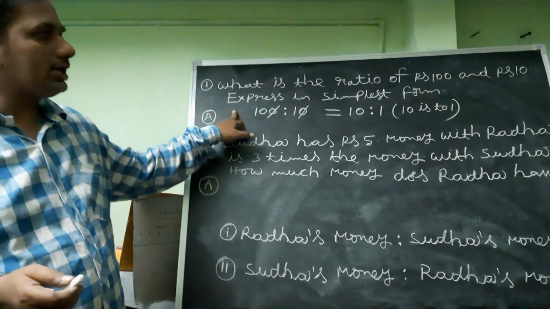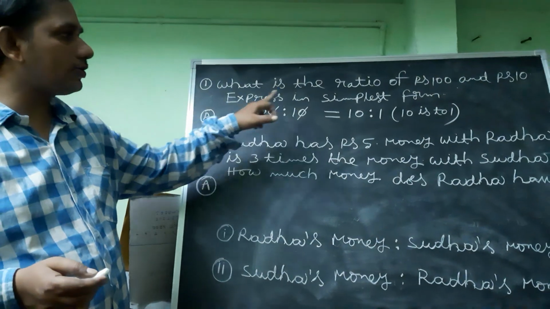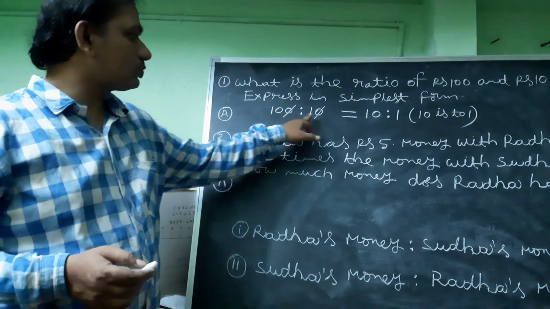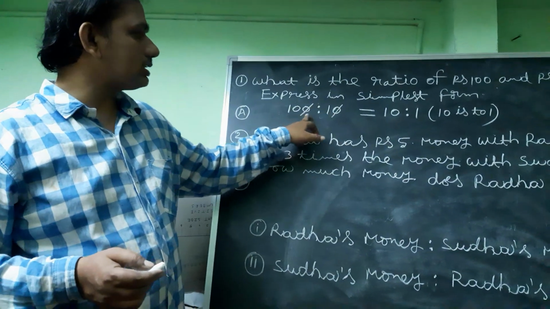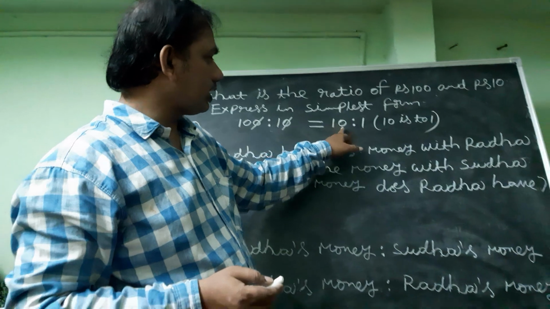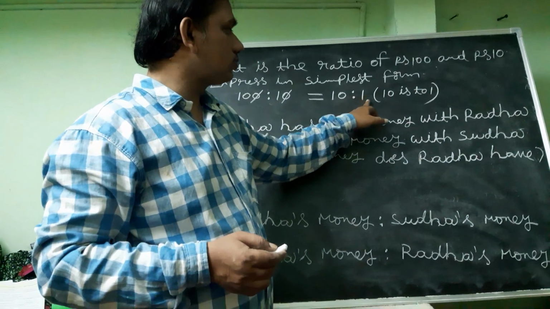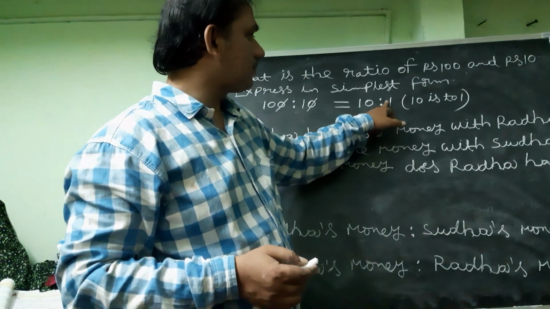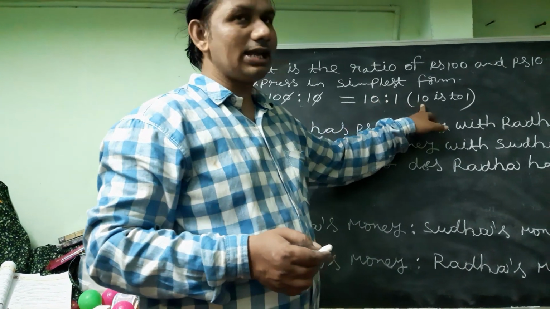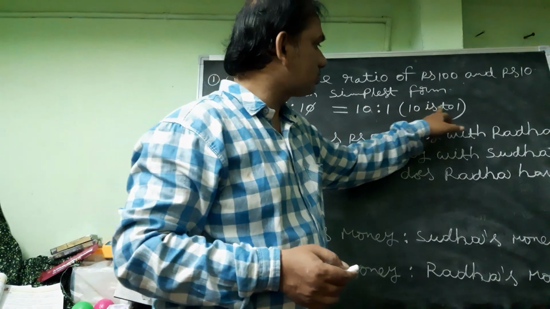So what is the ratio of 100 rupees to 10 rupees means 100 is to 10. Both sides zeros are cancelled. Remaining value is 10 is to 1. So this is represented as the symbol 2 dots and this is read as 10 is to 1.